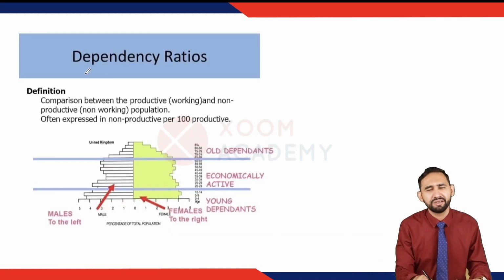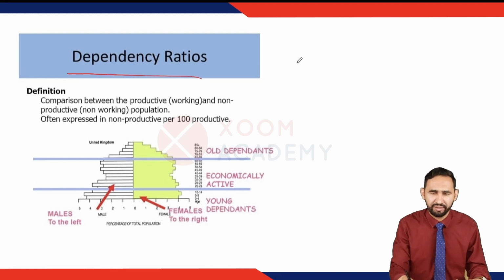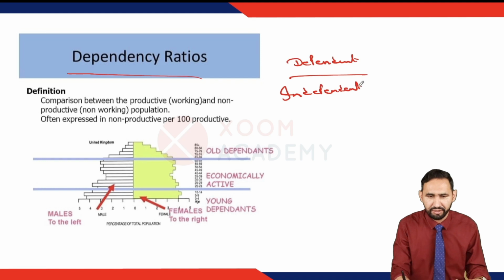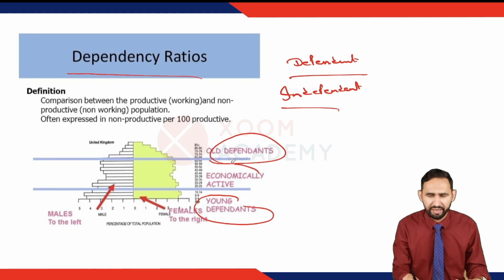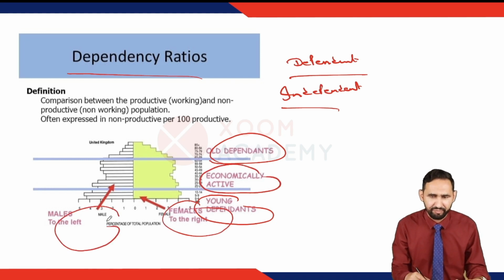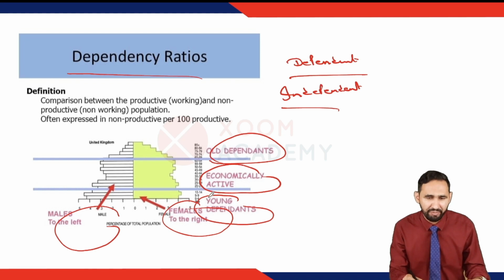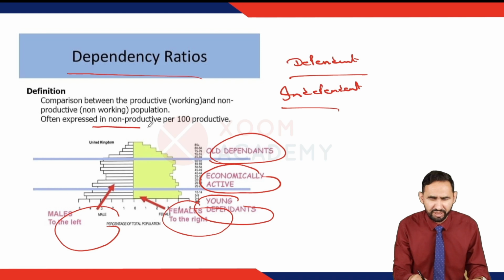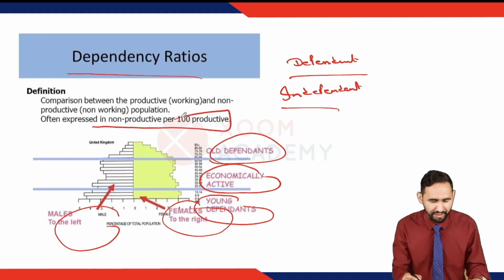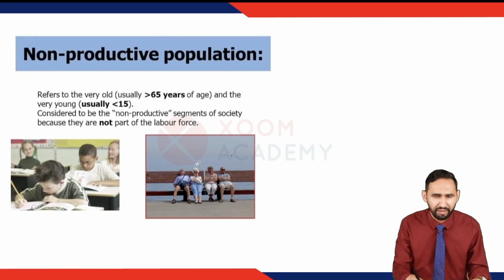Now we'll discuss dependency ratio. It is the ratio between dependent and independent. Every pyramid shows young dependents, old dependents, and economically active independents, females and males. So we will divide dependents from independents. It is often expressed as non-productive per 100 productive. We must know who are independents and who are dependents.